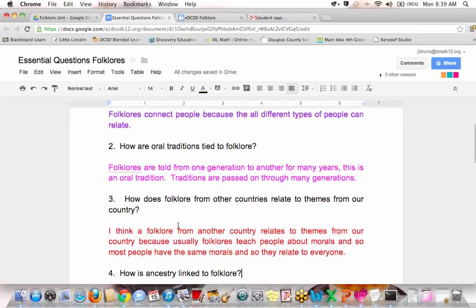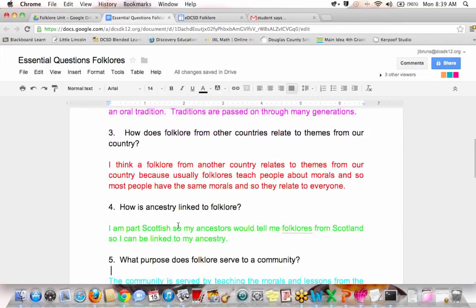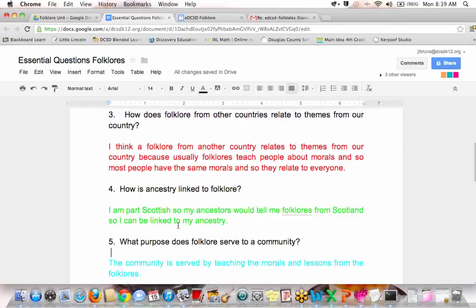All right, so this is just a little background knowledge for you, why we're doing what we're doing. How does the folklore from other countries relate to themes from our country? And TJ wrote, I think a folklore from another country relates to themes from our country because usually folklores teach people about some kind of moral. So people have the same morals and they can relate to everyone. That's a really good thought. So in one country, some of the things that we value in society are valued in other societies as well. So morals and the way things are and why they are kind of universal.